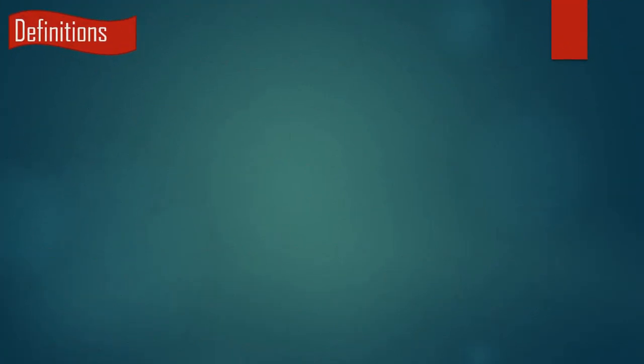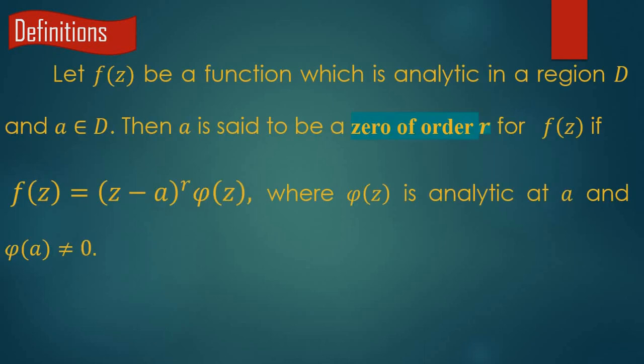Definitions. Let f(z) be a function which is analytic in a region D and a point a belongs to D. Then a is said to be a zero of order r for f(z) if f(z) can be written as (z minus a) to the power r into phi(z), where phi(z) is analytic at a and phi(a) is not equal to 0.